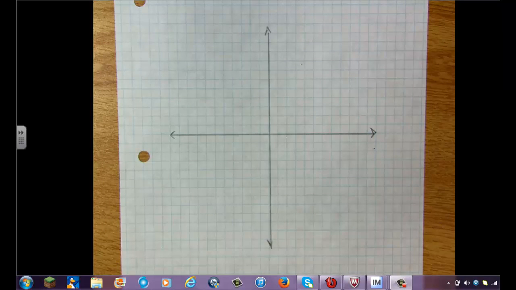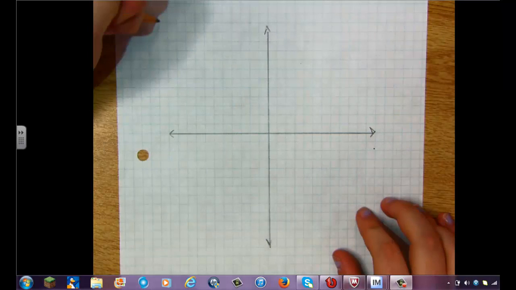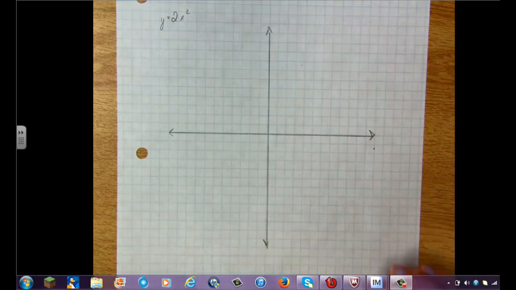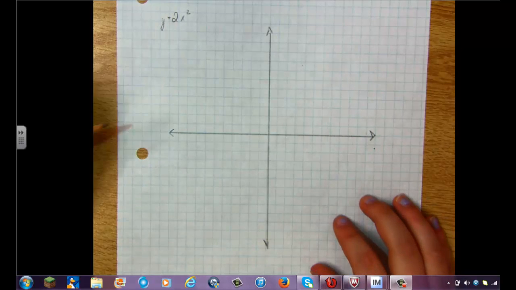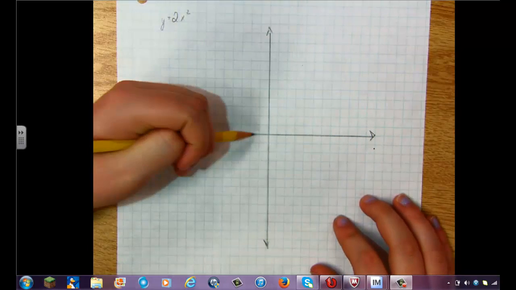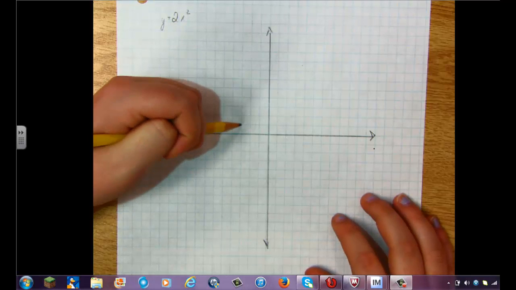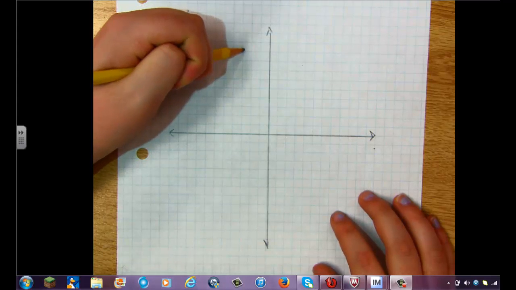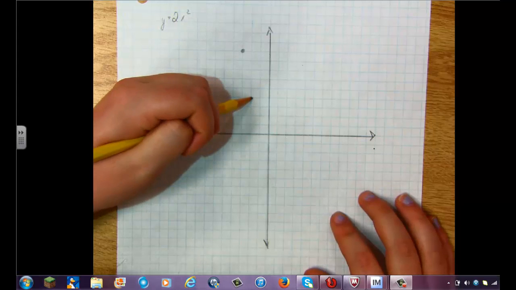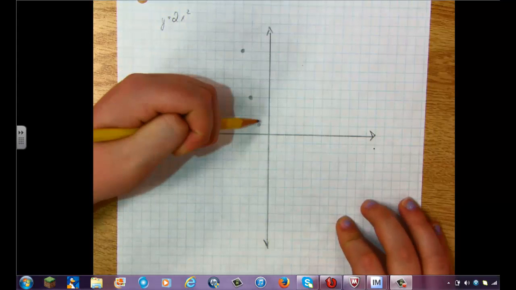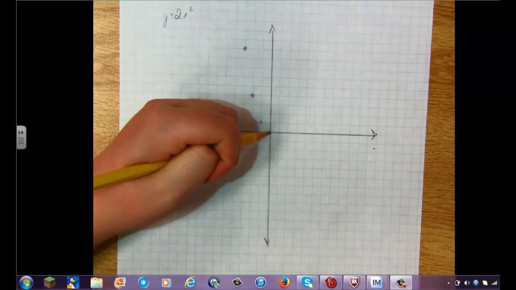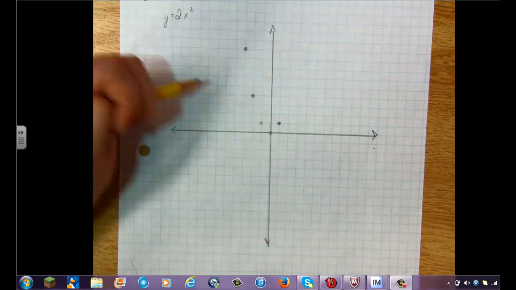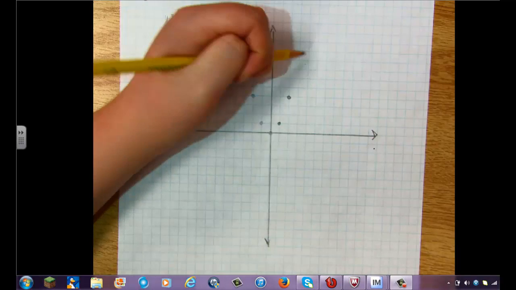If you were to dilate the graph by 2, the equation would be y equals 2x squared. And for that, you just take every point and times it by 2. So the parent graph would be negative 3, 9. Negative 2, 4. Negative 1, 1. 0, 0. 1, 1. 2, 4. And 3, 9.